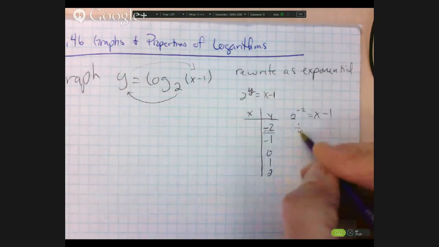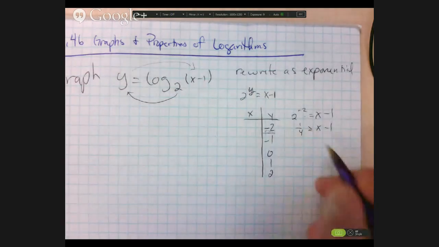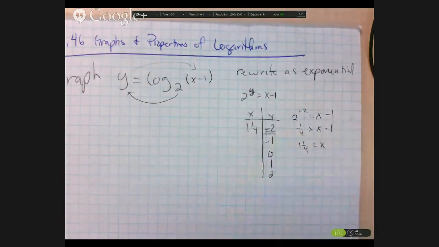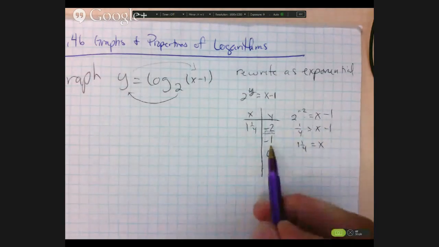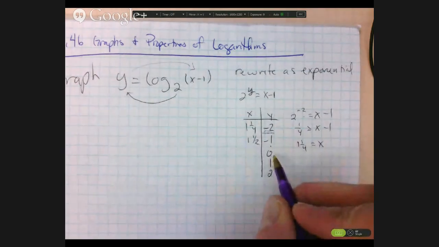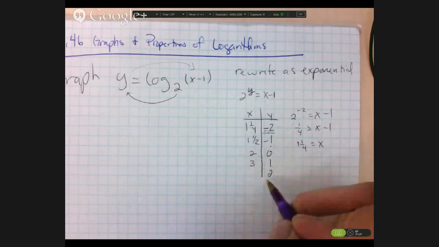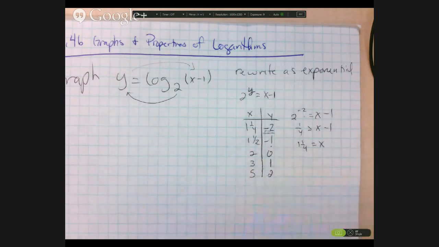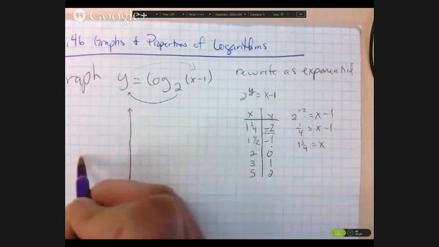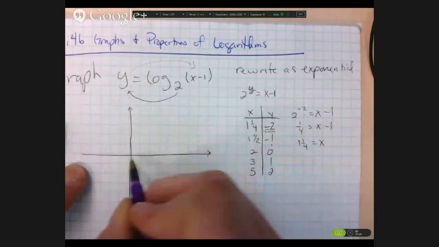So, what's the answer? Yeah. You add 1 to everything? Yeah. That's 1.5. Two, 3, 5. Now, let's graph it as normal.